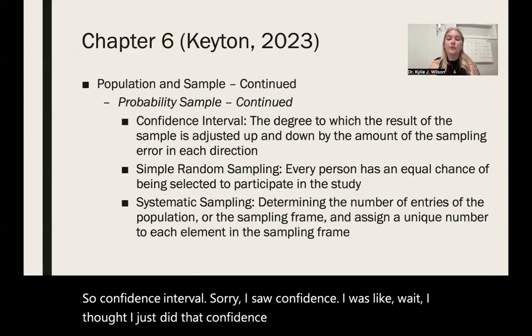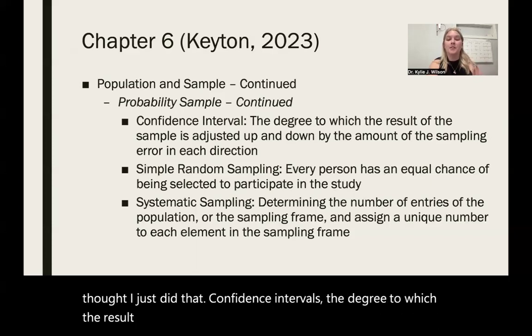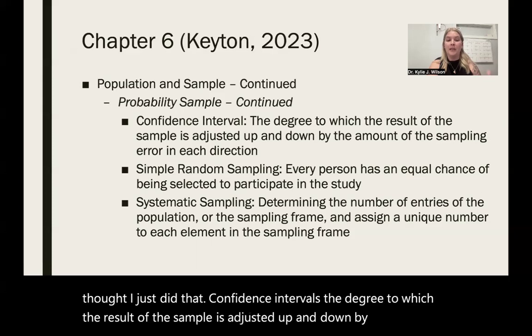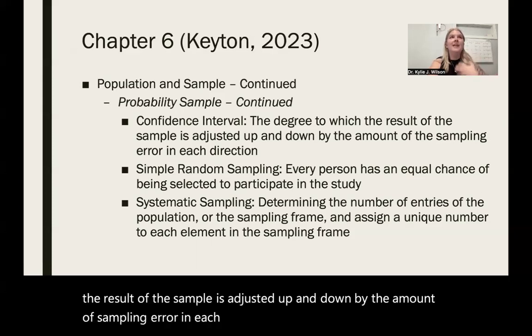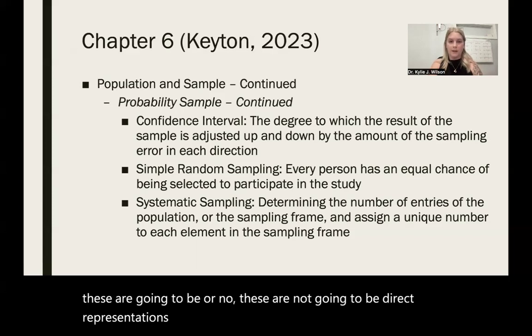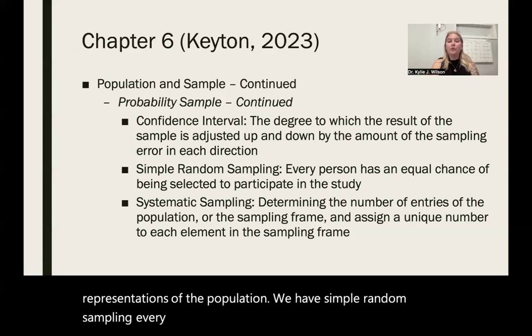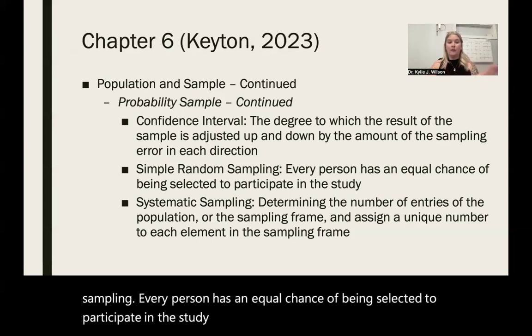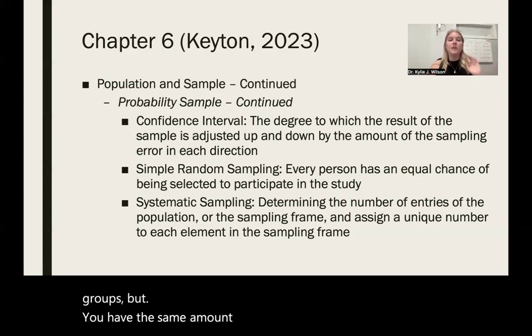Confidence intervals, the degree to which the result of the sample is adjusted up and down by the amount of sampling error in each direction. So we can definitively say yes, these are going to be, or no, these are not going to be direct representations of the population. We have simple random sampling. Every person has an equal chance of being selected to participate in the study, not necessarily getting into either of the groups, but you have the same amount of chance as everybody else to get into my study.